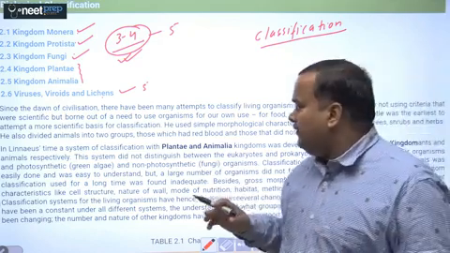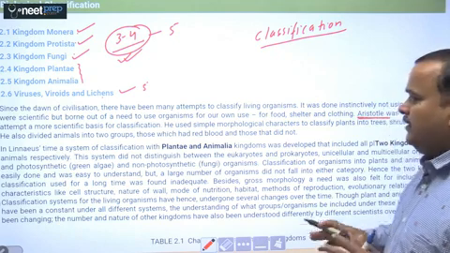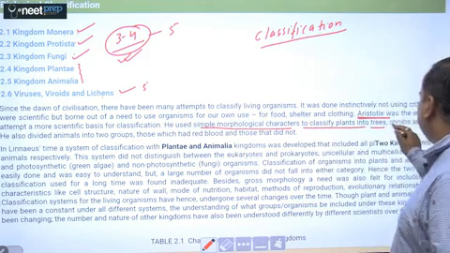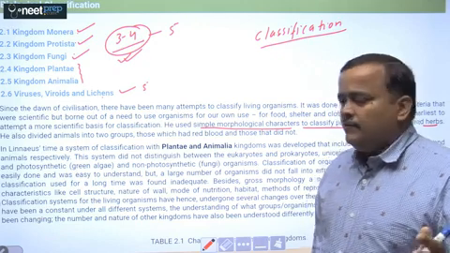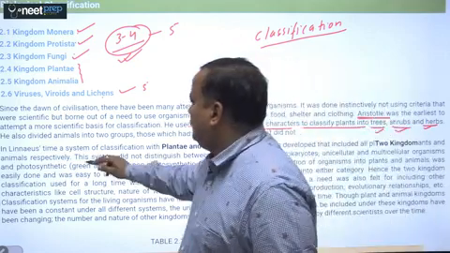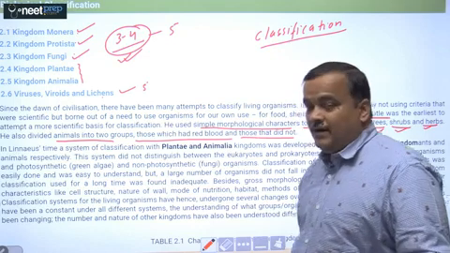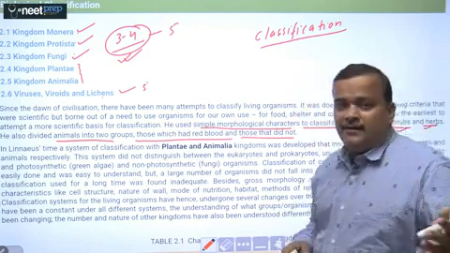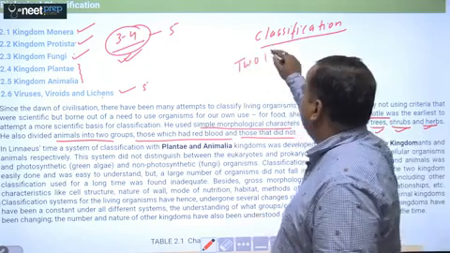But the first scientific attempt was made by Aristotle. Okay, he used simple morphological characters to classify plants into trees, shrubs and herbs. So on the basis of morphology, he divided plants into 3 different groups, that is tree, shrub and herb, and then he divided animals into 2 groups, those which had red blood and those that did not. So with red blood and without red blood.